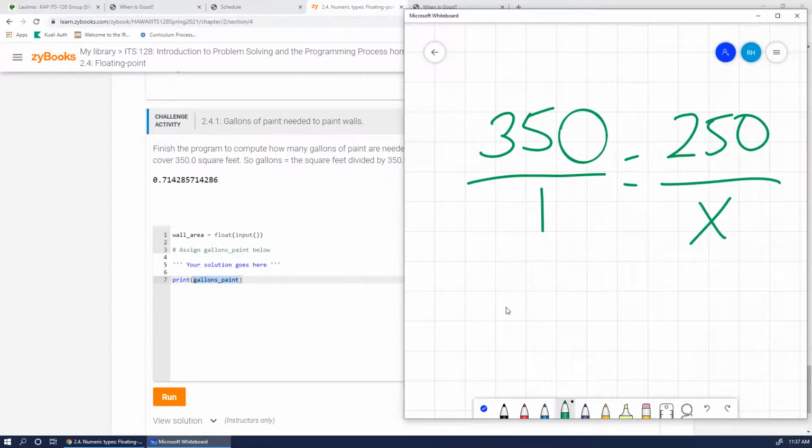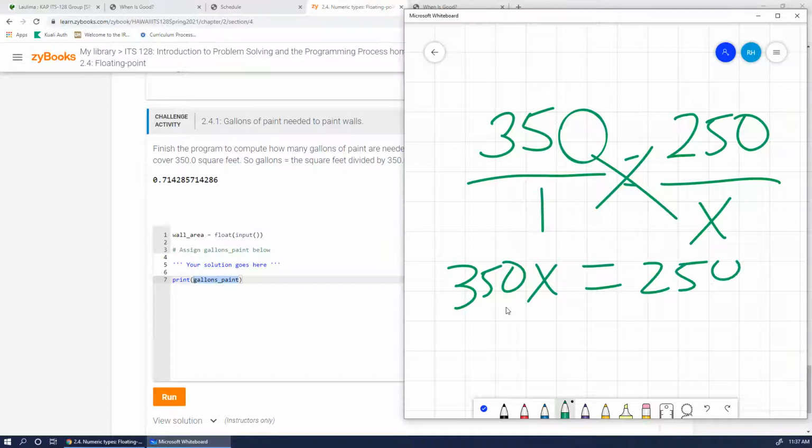That's the equation. And so to solve this equation, we cross multiply. So we get 350X equals 1 times 250 is 250. So we have that equation, and we want to solve for X. So we only want X on one side and everything else on the other side. So we divide this by 350, and we divide this by 350, and this cancels, and we have X equals 250 over 350. X equals 250 divided by 350.